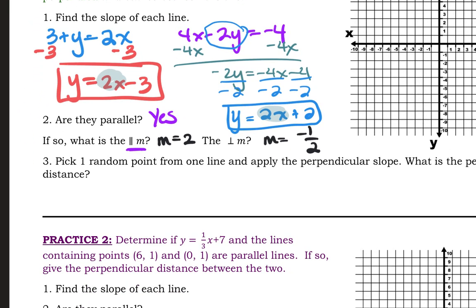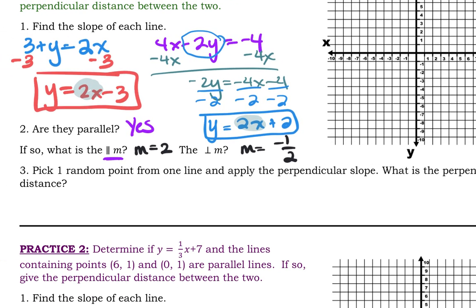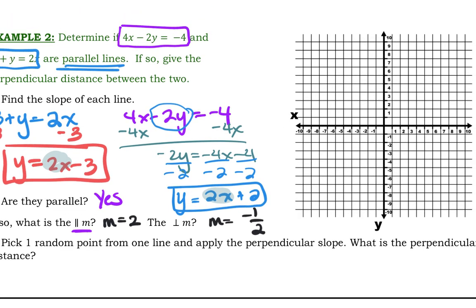The last one just says pick one random point from one line and apply the perpendicular slope. What is the perpendicular distance? Okay, so all we're going to do is we're going to graph these two. I want you to graph the negative 3 first, right? Negative 3. Apply a slope of 2 over 1. So we're going to graph negative 3 because that's our y-intercept. And from there, we're going to give it a slope of 2 over 1.